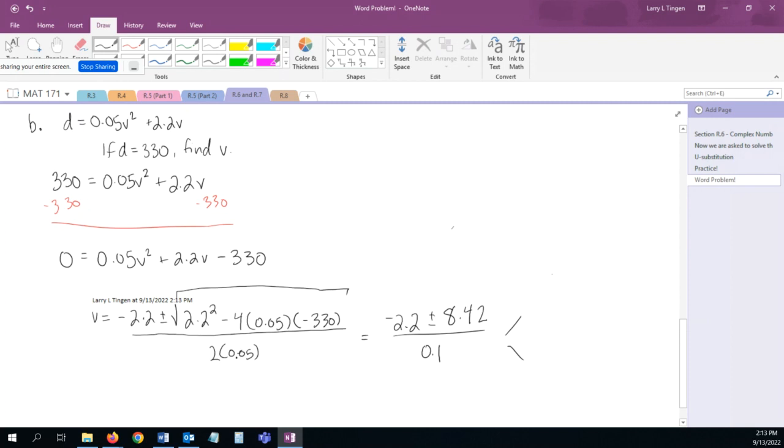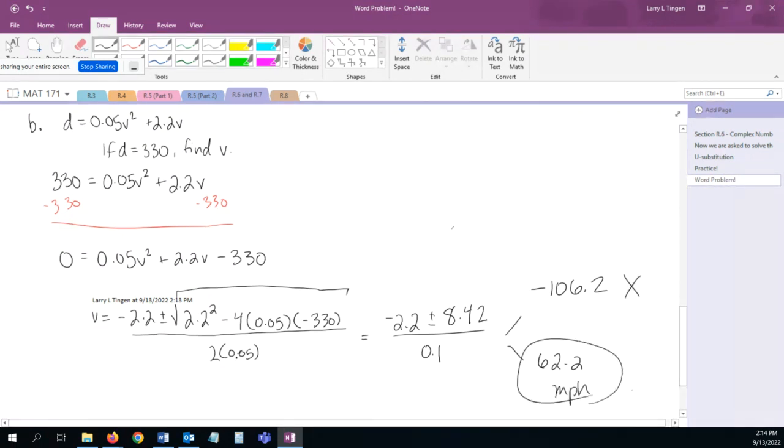Finish it up. One of these is going to be negative, one of these is going to be positive. This is a real world problem, so the negative one doesn't do anything for me. That's negative 106.2, but the positive one does. Negative 2.2 plus 8.42 divided by 1/10 is 62.2. This one makes no sense, and this one does.